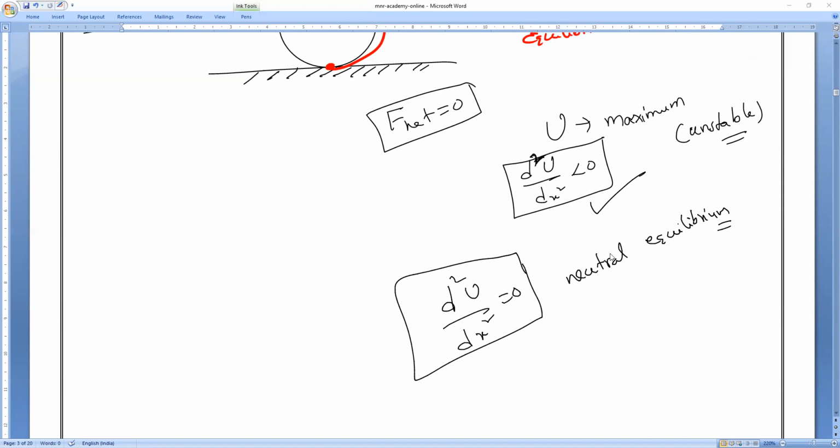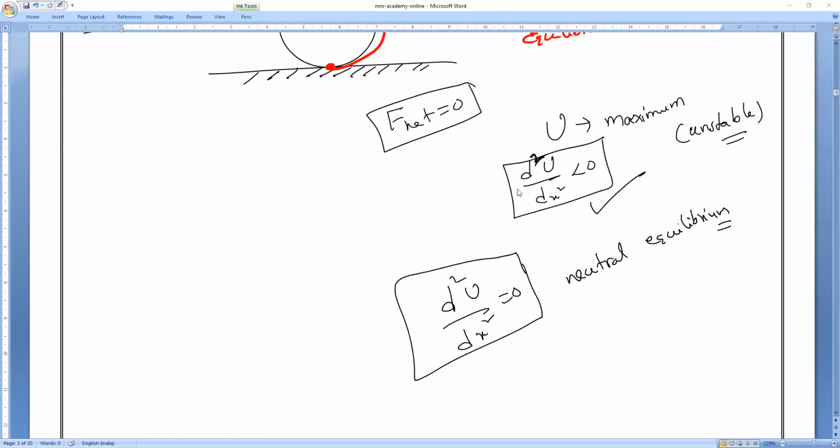So by doing a single time derivation, you cannot decide whether it is stable or unstable. You can only identify whether the body is in equilibrium or not. That is what you should remember. Okay, everybody, if F net is equal to 0, the body is always said to be in equilibrium. Understand? Please respond.